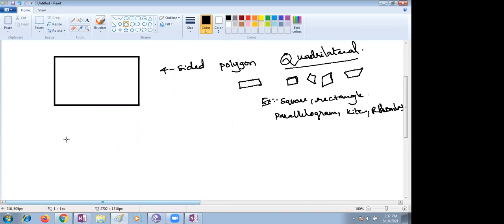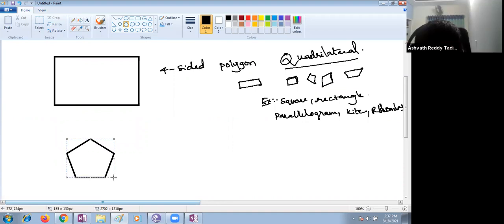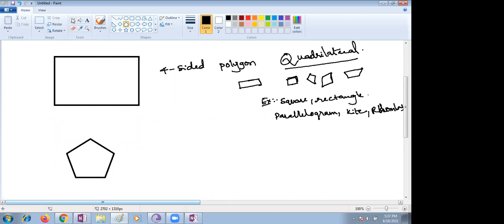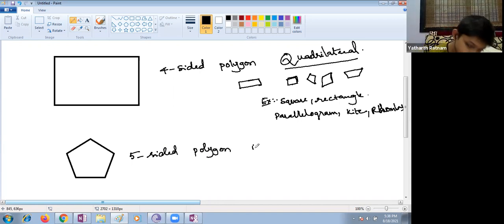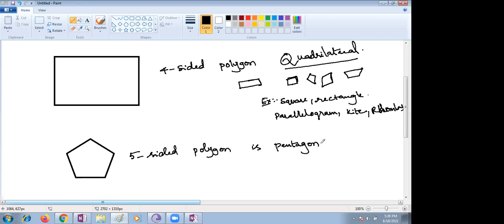Now you have to observe this figure, children. How many sides does this figure have? 5, ma'am. Yes, 5-sided. A five-sided polygon is a pentagon. A 4-sided polygon is a quadrilateral.